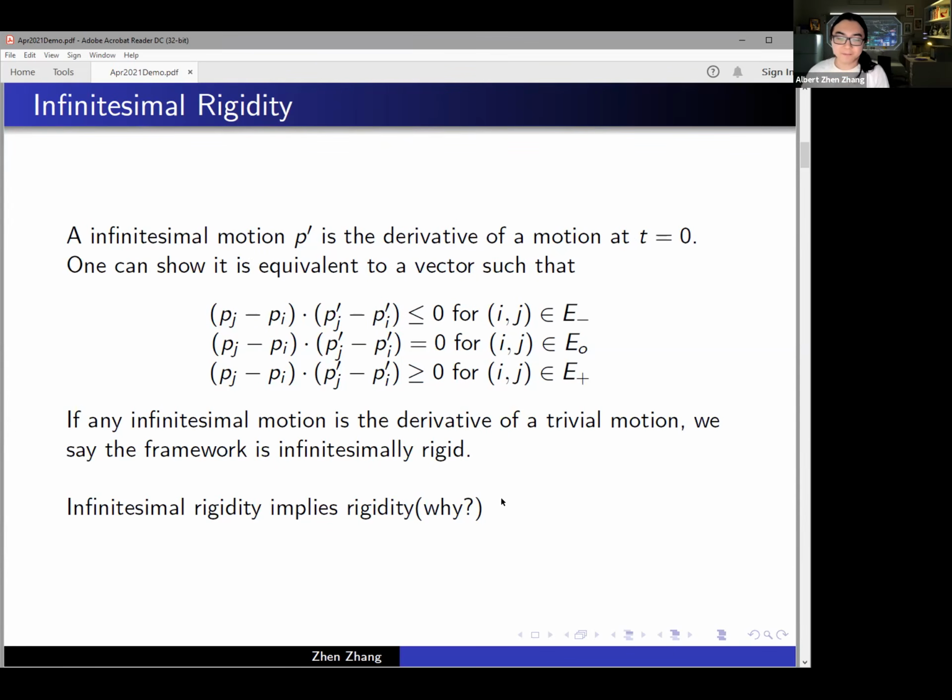Infinitesimal rigidity implies rigidity. This should be sort of easy because if it's not rigid, then you take a motion and then take its derivative at t equals 0. If your motion happens to be constant at the beginning, you just move your starting point somewhere in the middle. Your motion actually starts to change, and then you take the derivative there.